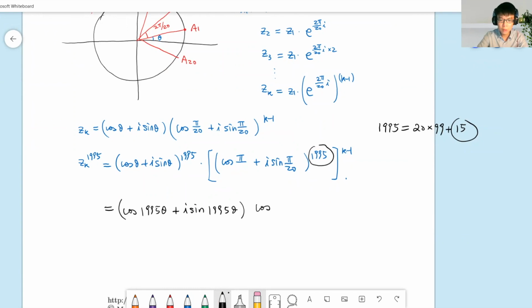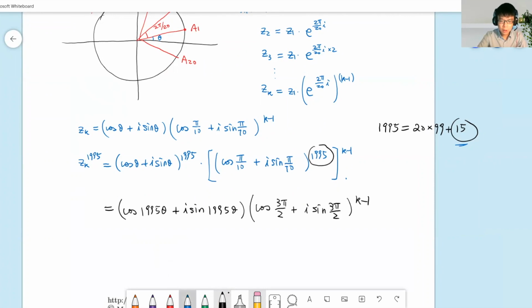I think it should be 10 here, because I divide by 2, so it should be 10 here. That's a typo. So when I multiply by 1995, it's equivalent to multiplying by 15. This corresponds to cosine 3 pi over 2 plus i sine 3 pi over 2, with power k minus 1. All right, now we can simplify.